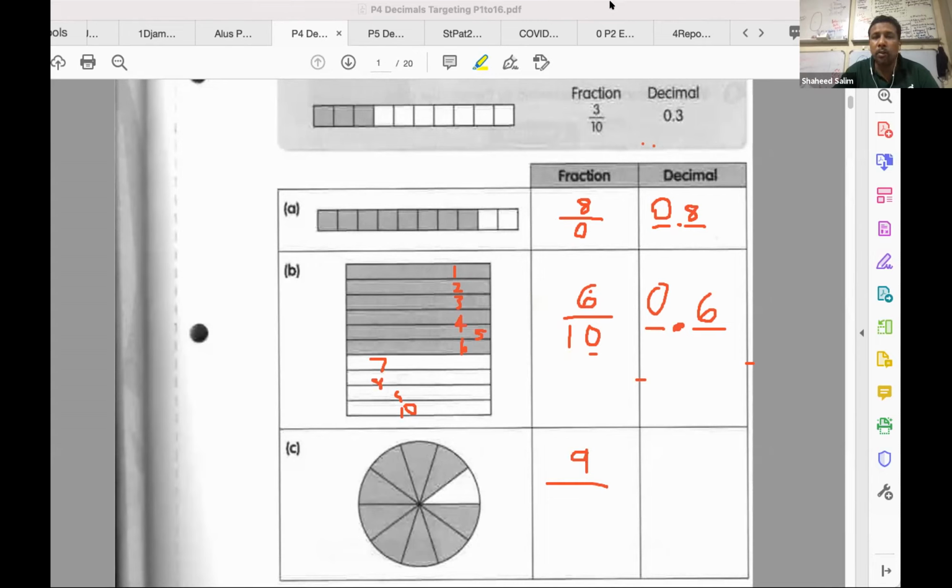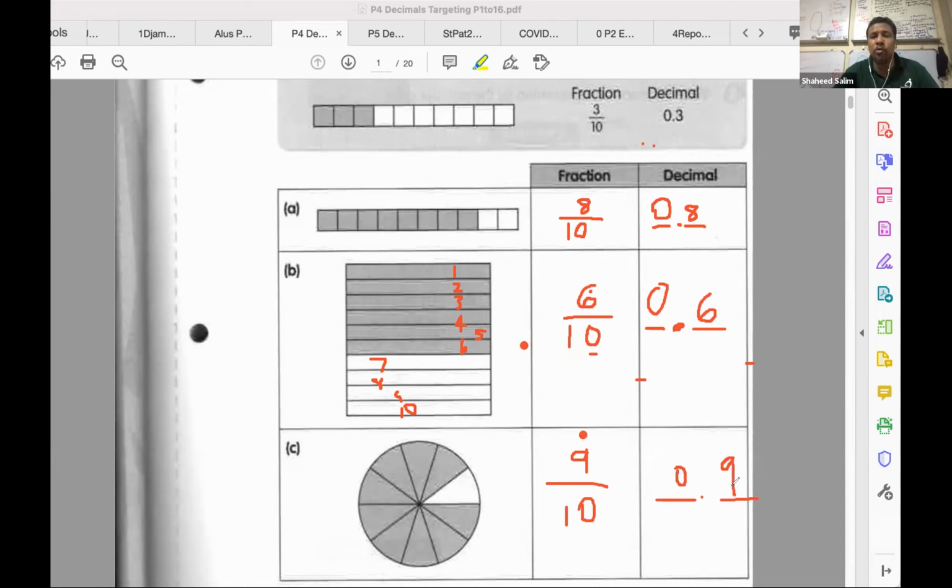Okay, now here we go. So you see this one down here, 9 out of 10. So what's the answer down here, Neris? What point what? Come on. You see 6 over 10, 0.6. 8 over 10, 0.8. 0.9.